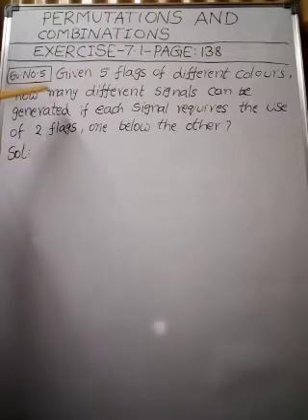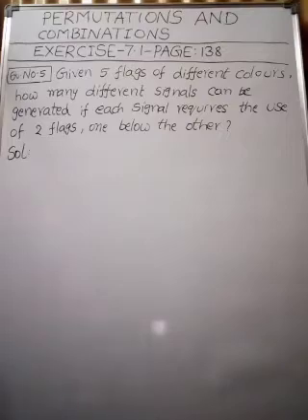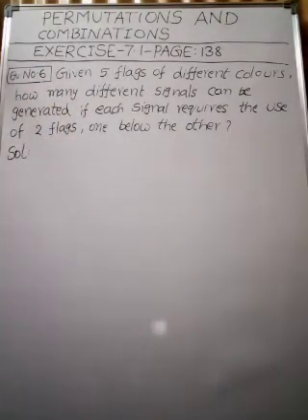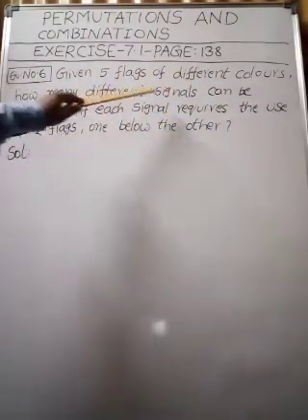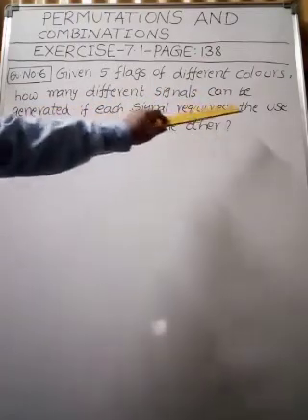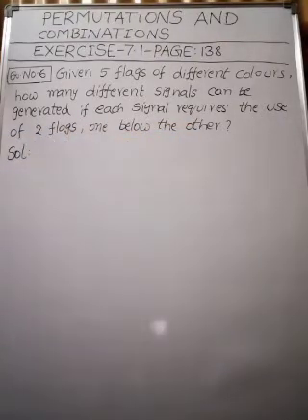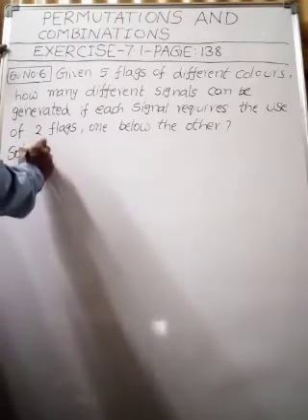Now come to the next question, that is question number 6. Given 5 flags of different colors, how many different signals can be generated if each signal requires the use of 2 flags, one below the other? Understood this question, my children? How many different colored flags are there? 5. Okay, my children. So come to the solution part.